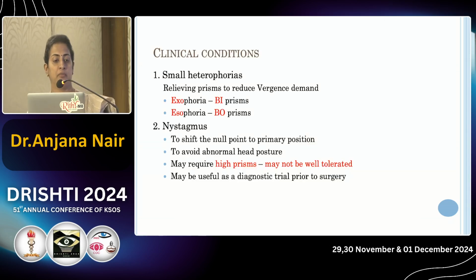Now we will come to clinical conditions where prisms are applied. In small heterophorias, we can give it as relieving prism to reduce the vergence demand. In exophoria, we give it as base in, and in esophoria, base out. Prior to giving relieving prisms, you can try exercises to improve the patient's vergence demand using prisms in office. Then in nystagmus, in order to correct abnormal head posture, you can give prisms so that the null point can be shifted to the primary position.